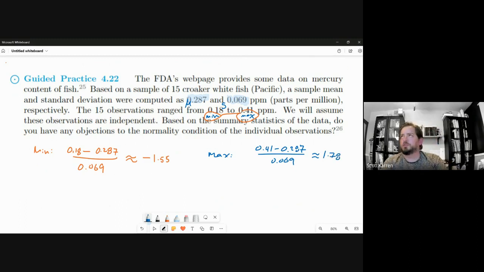Because these are within 2 standard deviations of the mean, I have no problem saying this is almost certainly going to be normal, and I can use a t-distribution with this. Again, if I had gotten like a negative 10 or a positive 10, something beyond 2, you may have to be a little bit careful. But if it's within 2, you're definitely safe. They're within 2, so we can assume that we have normal.